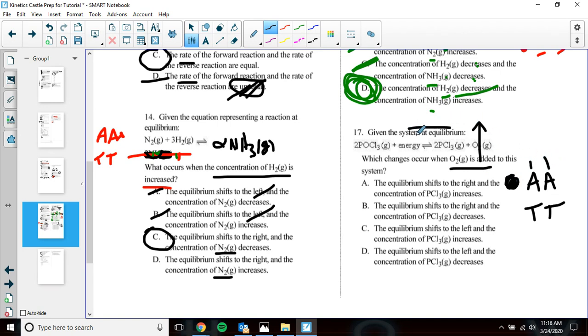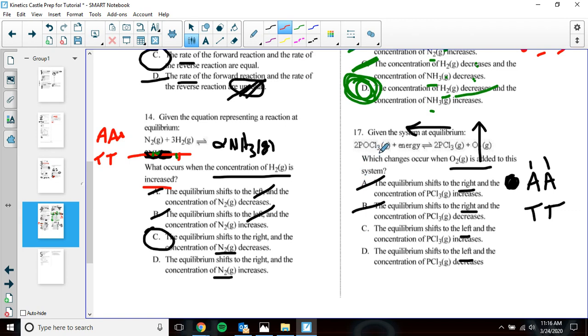So if I go away from what I add, I shift left. Is it looking for that? Shift to the right, shift to the right, shift to the left, shift to the left. So I don't shift right. A and B are out because they say I shift to the right, when in reality, I want to shift to the left. So I'm good there. It's C or D.